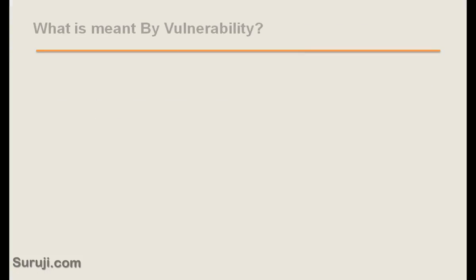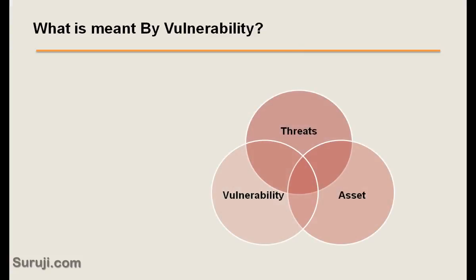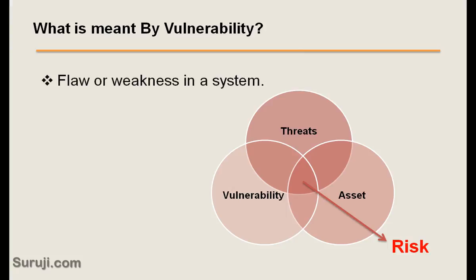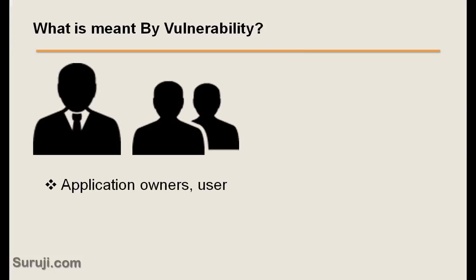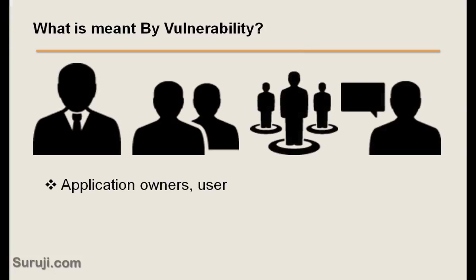So the question is, what is meant by vulnerability? A vulnerability is an ugly name with powerful impact in the security field. The combination of vulnerability, threats, and assets can put application security at high risk. It is a hole or weakness in an application that allows an attacker to cause harm to the stakeholders of an application. Stakeholders include the application owner, application users, and other entities that rely on the application.